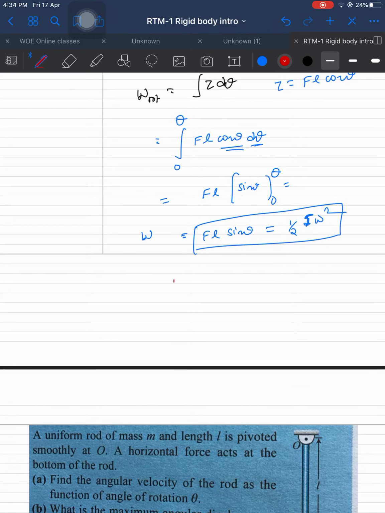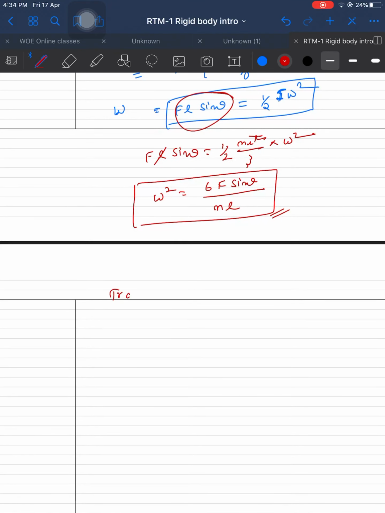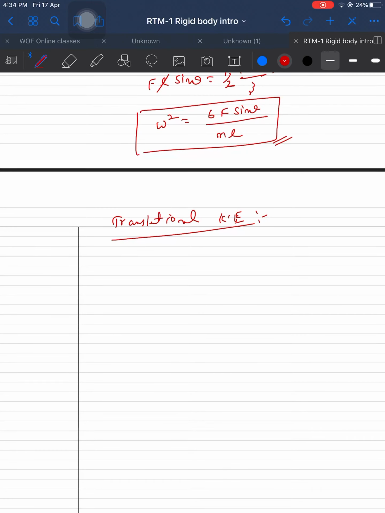If they ask you what is the translational kinetic energy and what is the rotational kinetic energy, what should you do? This F L sin theta is the total kinetic energy, understand? So for translational kinetic energy, listen attentively, these are very important statements. What is the formula for translational kinetic energy? It is half m Vc square. Vc means the velocity of the center of mass.